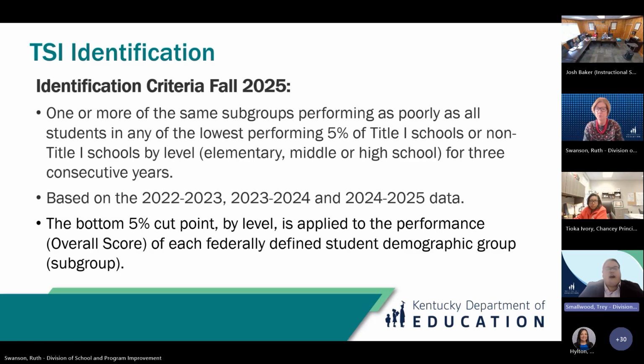So for fall 2025, we want to talk about why schools were identified. Schools were identified for TSI when one or more of the same subgroups performed as poorly as all students in the lowest performing 5% of Title I schools or non-Title I schools by level. And this was for 3 consecutive years. So we base this number on the 2022-2023 data, the 2023-2024 data, and the 2024-2025 data. So the bottom 5% cut point by level is applied to the performance or the overall score of each federally defined student demographic group, which you probably will hear us call a subgroup.